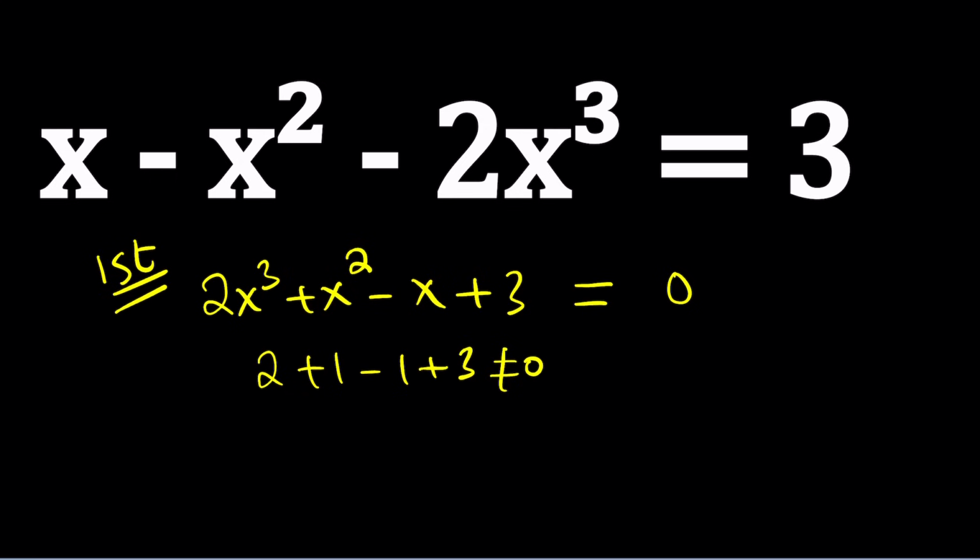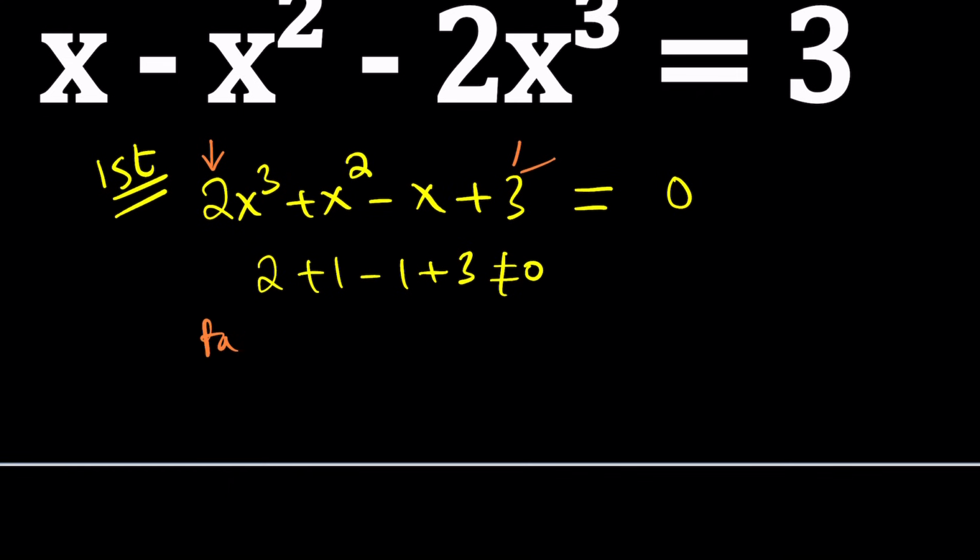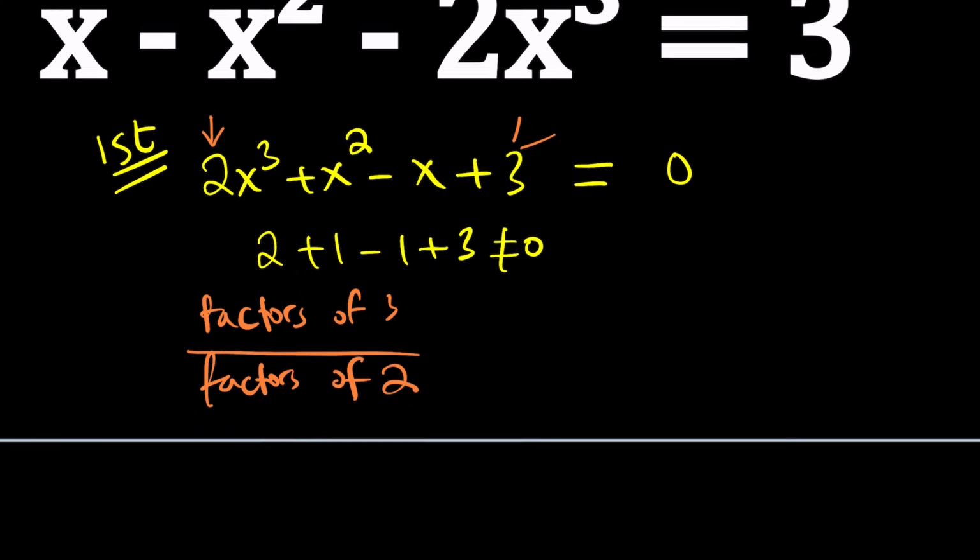Or you can be a little smarter and use the rational root theorem, which says if there are any rational solutions, then they'll be made up of the factors of 3 divided by the factors of 2. What does that mean? So you're going to write it like this: factors of 3 divided by factors of 2. Casually we write it that way, but this is what it means.